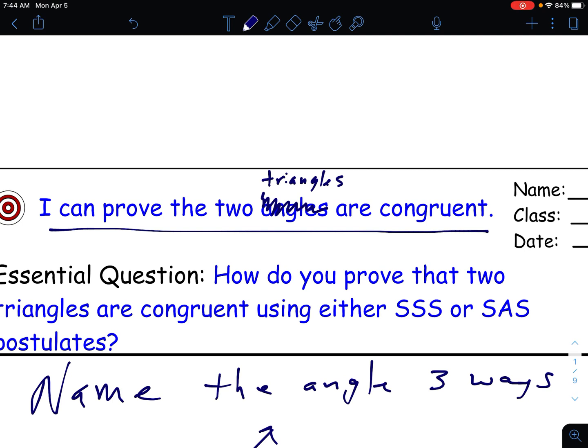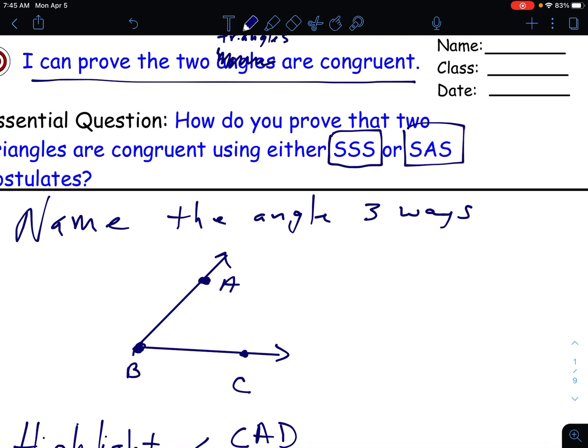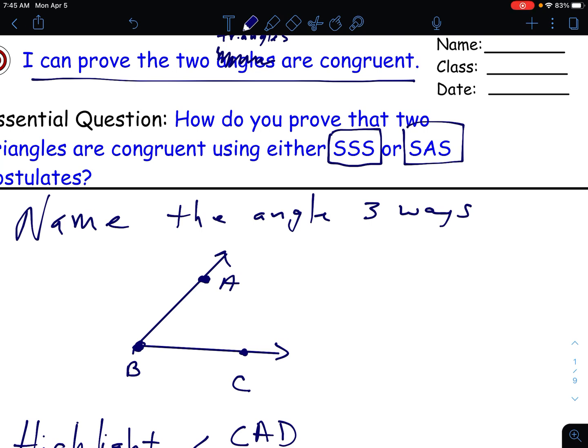And then we're not going to start a 2-column proof, but we are going to set up those ideas of how to find information based off of the clues that they give us, okay? And then today our focus is going to be on these 2 bits of information, side, side, side, and side, angle, side, okay? But before we do that, let's just go through really quick.